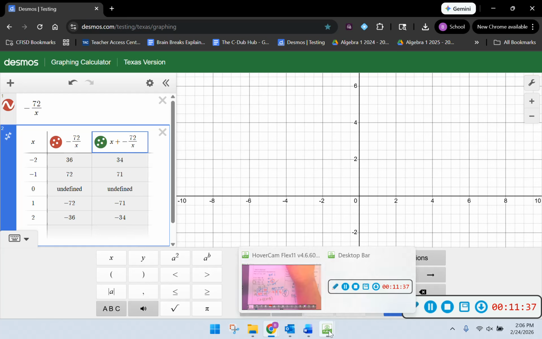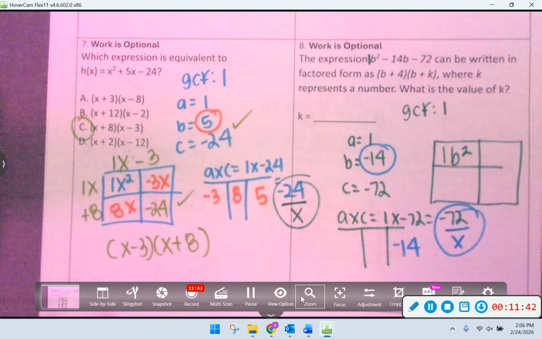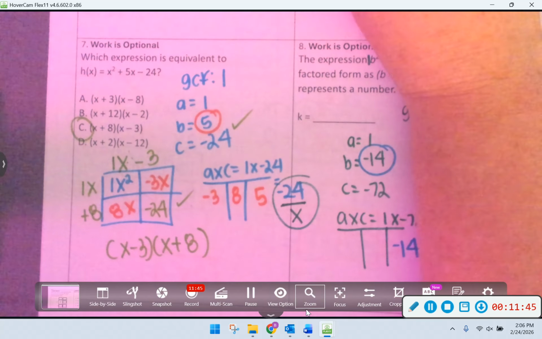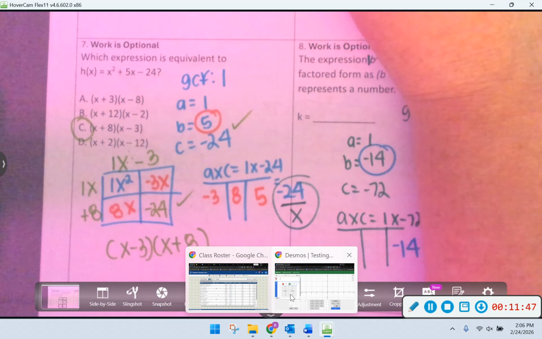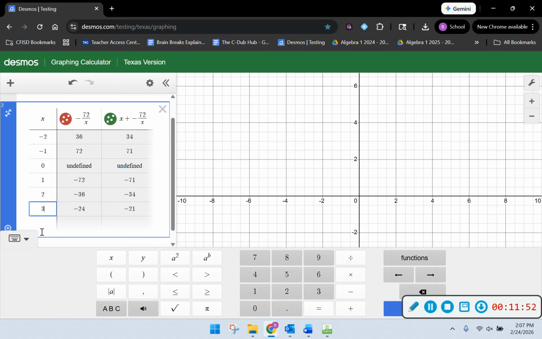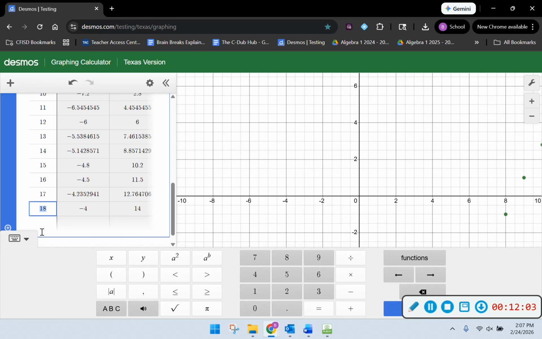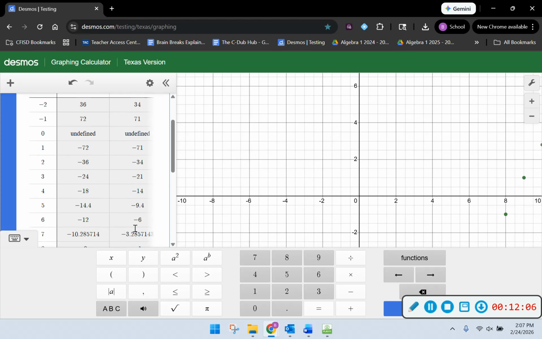All right, so going back to my paper, I want to find my b term. B term is negative 14. So we're going to look for negative 14 in that last column. I don't see it right now, so I'm going to type in 3. I'm going to keep hitting enter till I see negative 14. Oop, I found it. I want negative 14. My bad. Negative 14 is here, so I'm going to write down negative 18 and 4. So positive 4 and negative 18.